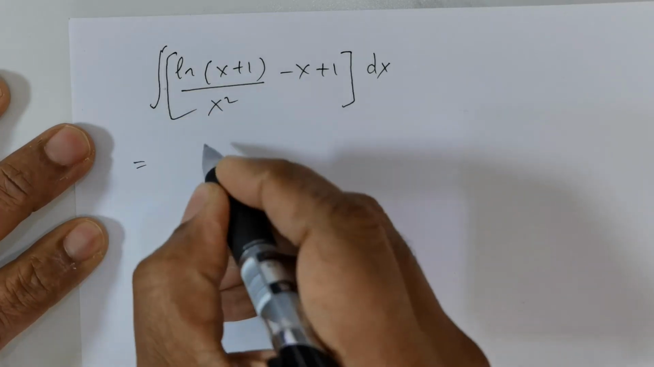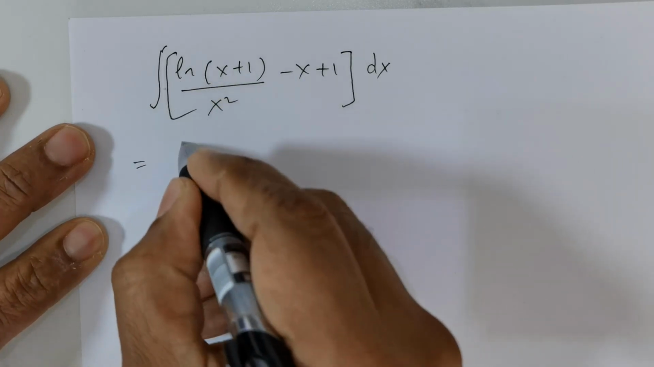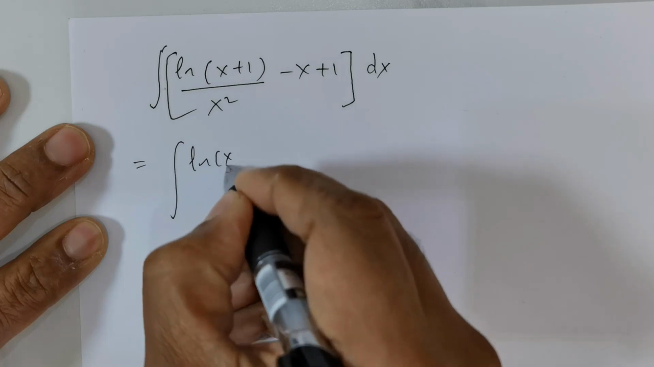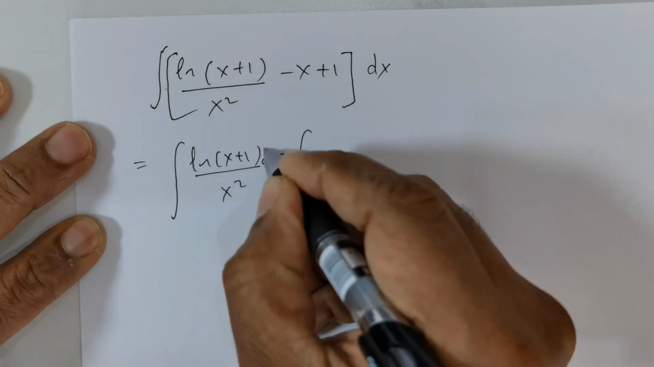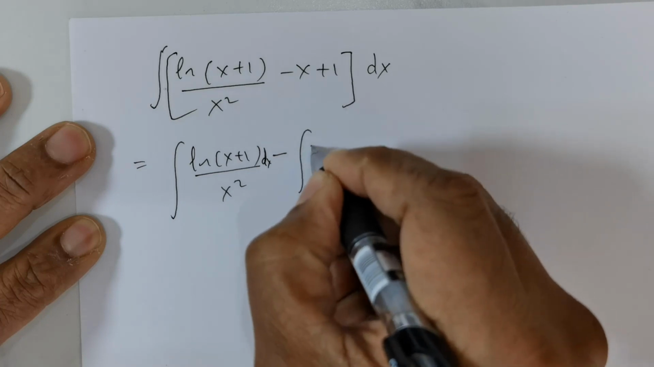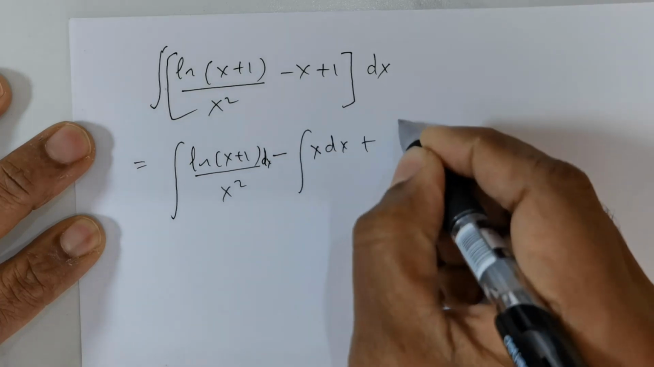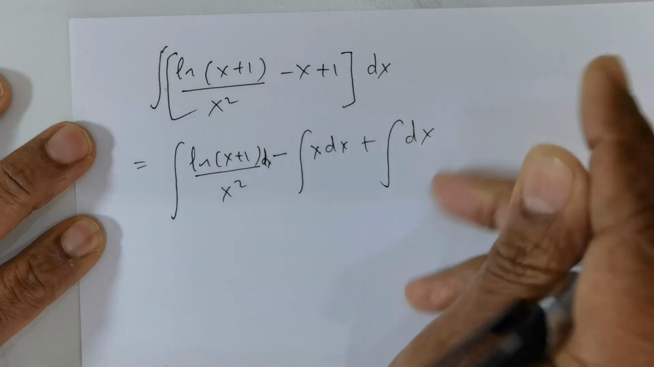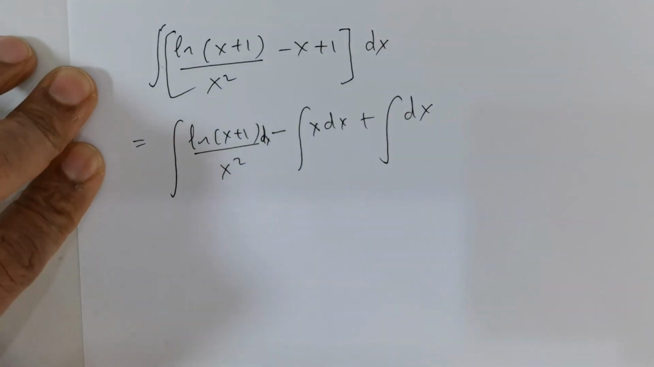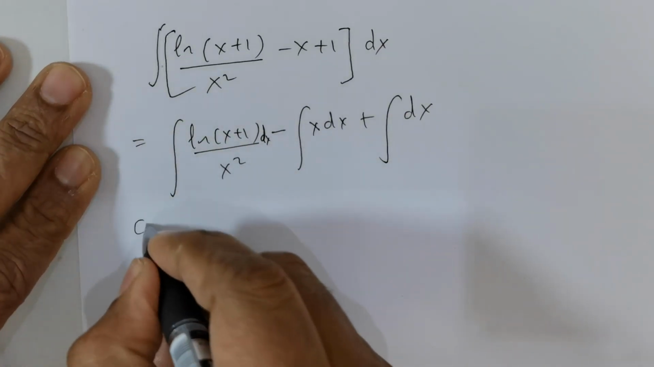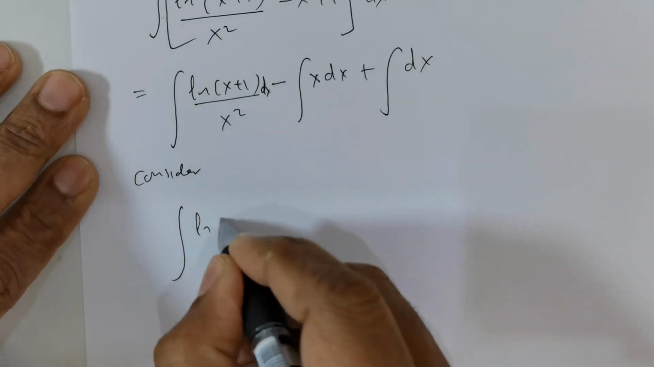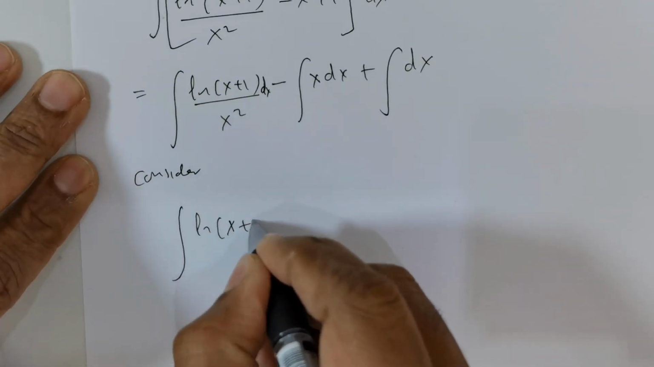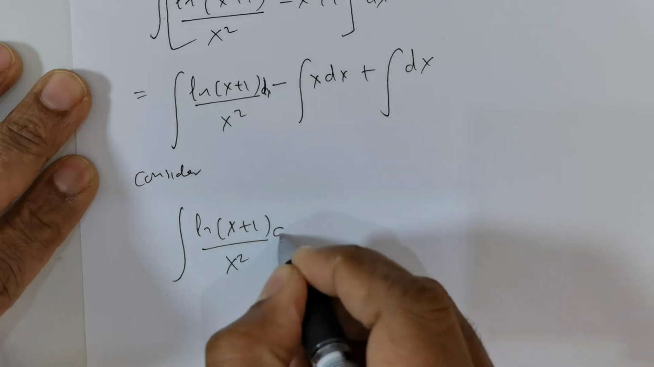First, I wish to rewrite this as the integral of ln(x + 1) divided by x squared, minus, of course, dx should be there, minus the integral of x dx plus the integral of dx. Now these two are easy to integrate. Now I would like to first consider the integral of ln(x + 1) over x squared times dx.